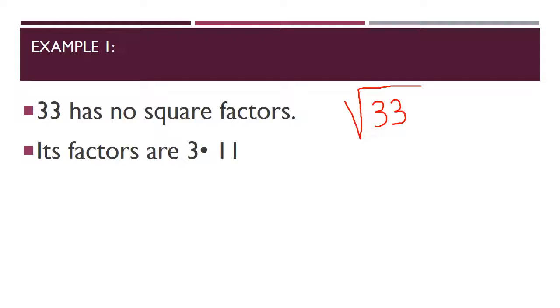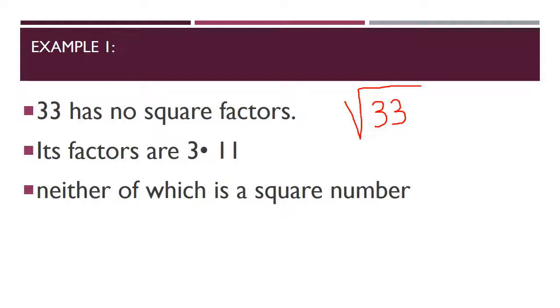The factors in this case are 3 and 11. 3 times 11 is 33, but neither of these factors is a square number. That means that this radical is in the simplest form, and there is nothing that we can do to make it more simplified.